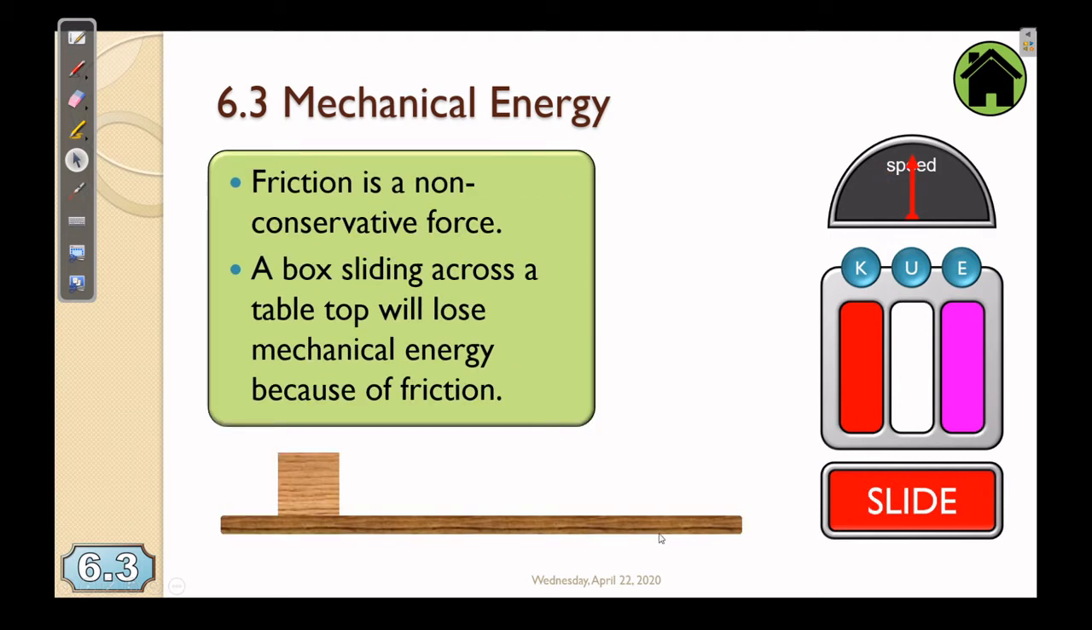Now let's look at an example of a non-conservative force like friction. We're going to have this box sliding across the tabletop. It has no potential energy with respect to the tabletop because its height is 0. But it's going to start off with kinetic energy because it's moving, and then friction will cause it to grind to a halt. As the kinetic energy decreases without a corresponding increase in potential energy, the mechanical energy will also decrease. So that's why we say friction is a non-conservative force. The total amount of mechanical energy decreased as the box slid across the tabletop and came to a stop due to friction.